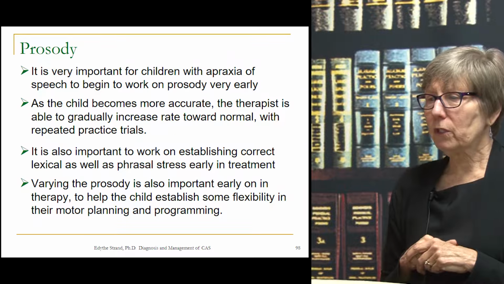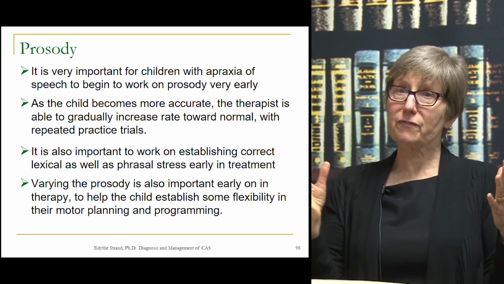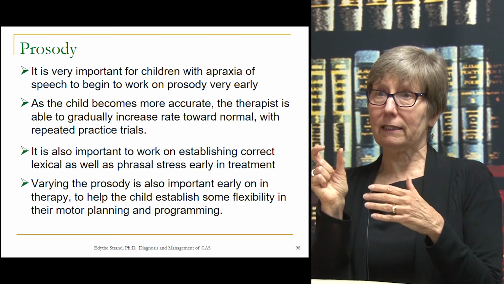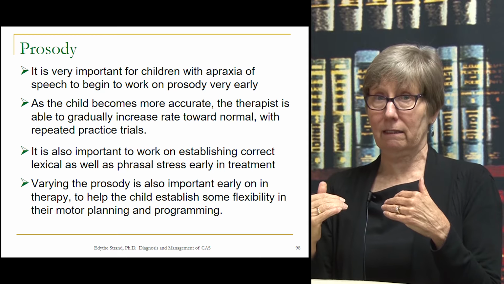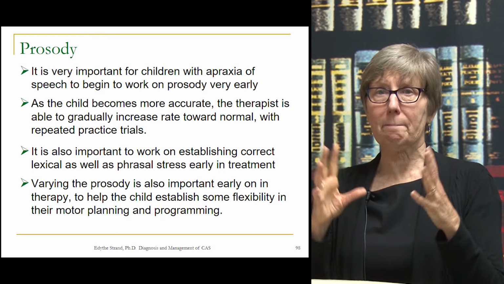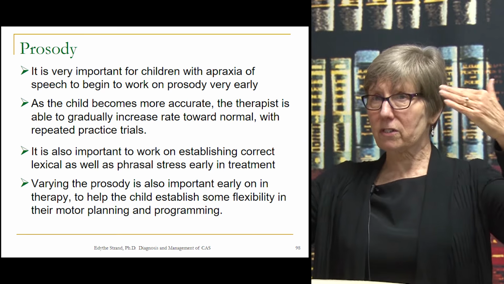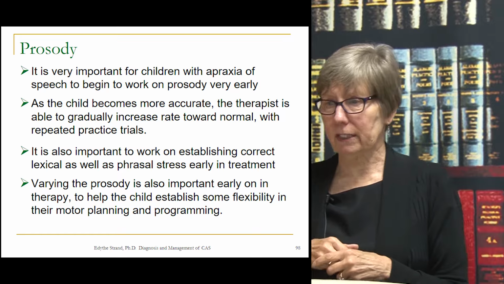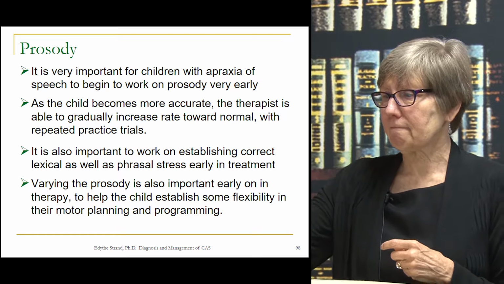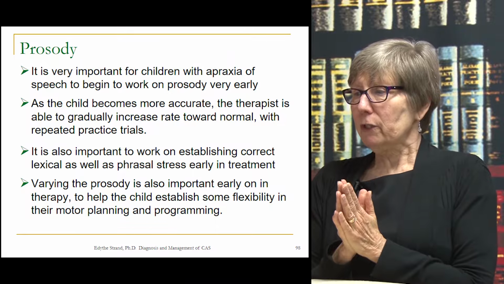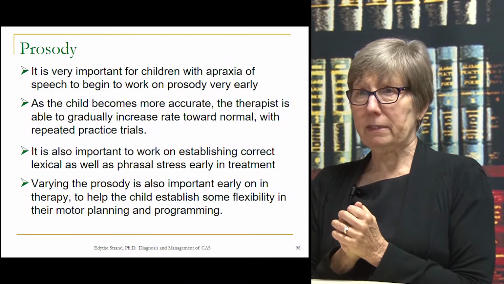It's also important to work on lexical stress early. So within the first few weeks of therapy, I like to bring in either some reduplicated syllables or even bisyllables like puppy. Mama, dada are easier, but puppy, baby aren't too hard. And then you can start to work on lexical stress very early. All right. Now we're going to move to treatment planning and the implementation of treatment techniques.